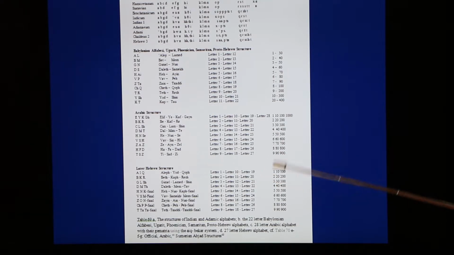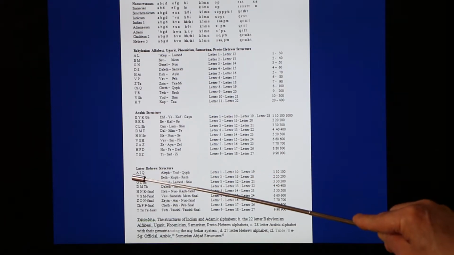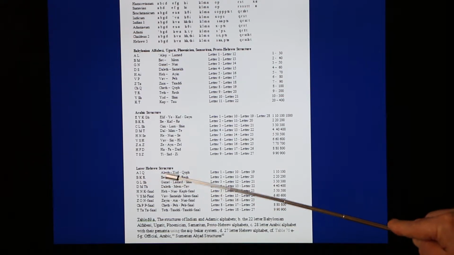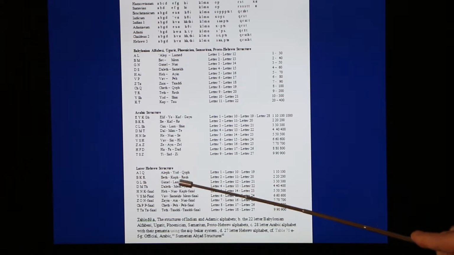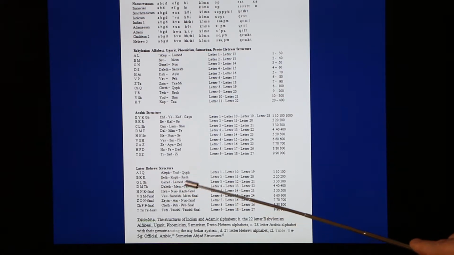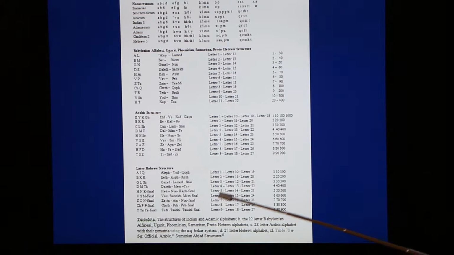And then you get 110.19, so that you can get this 110-100 gematria, and that then becomes Aleph, Yod, Kof, Beth, Kaf, Reth, Gimel, Lamed, Shin, so 110.19, 211.20, and so on. It's exactly the same structure as here.